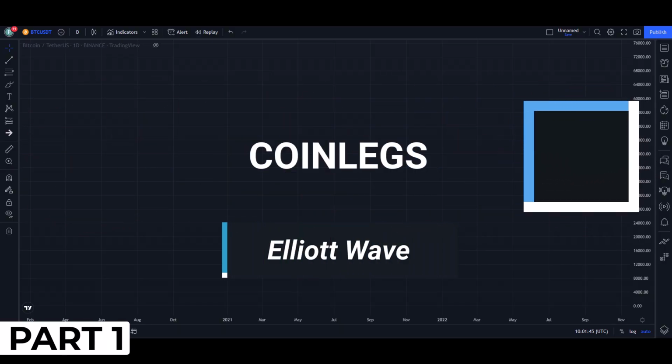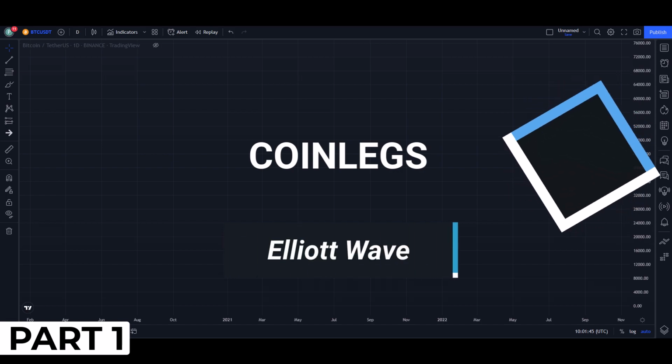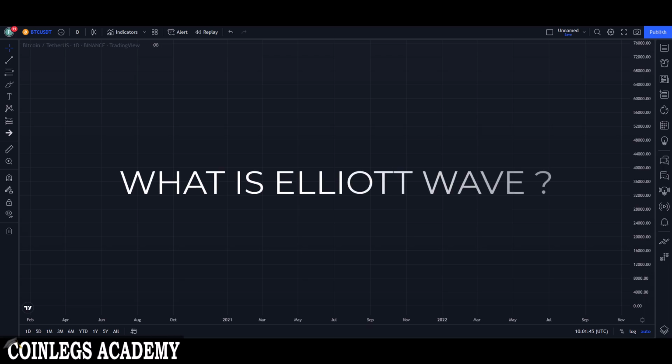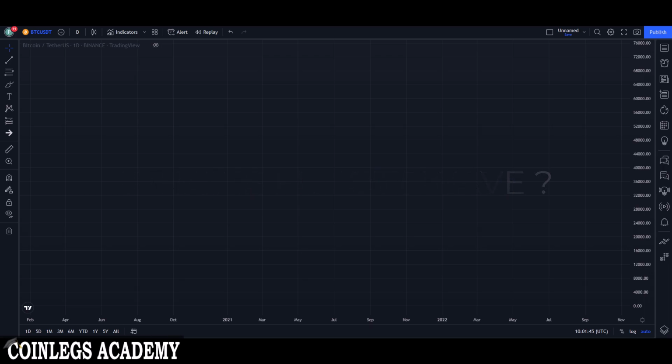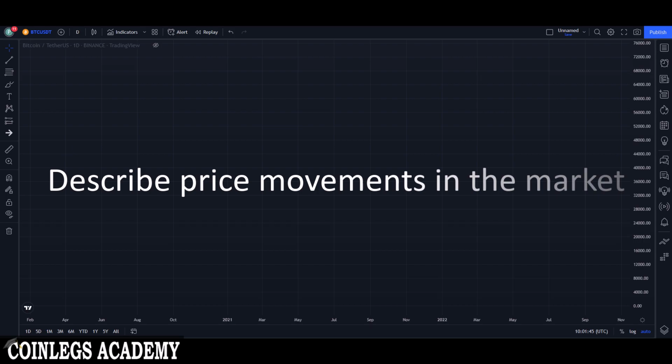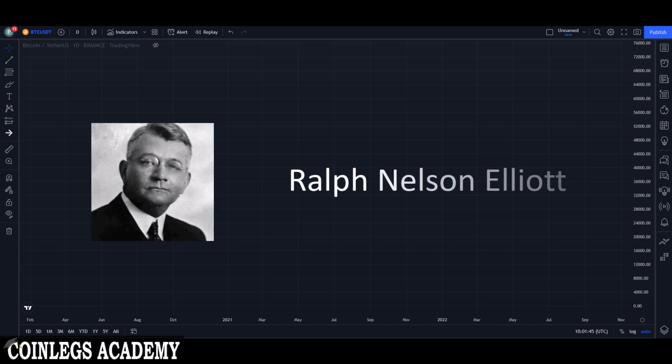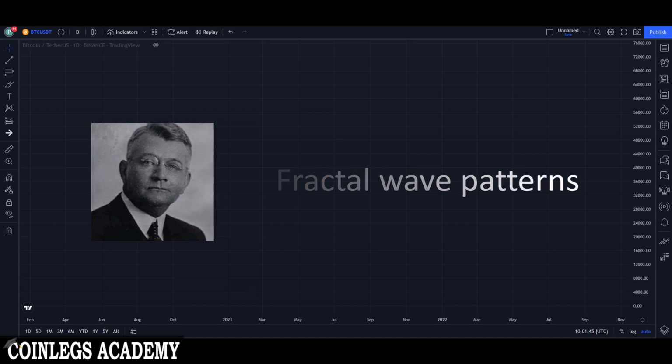Today we are going to learn Elliott wave theory and how we can use it in our trades. First question: what is Elliott wave? Technical analysts use the Elliott wave theory to describe price movements in the market. Ralph Nelson Elliott developed this theory after observing and identifying fractal wave patterns.